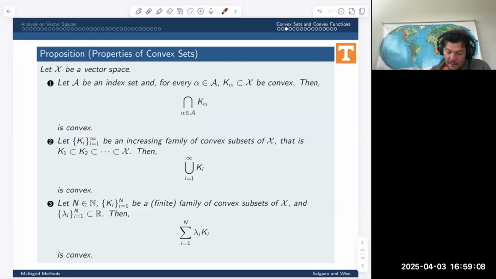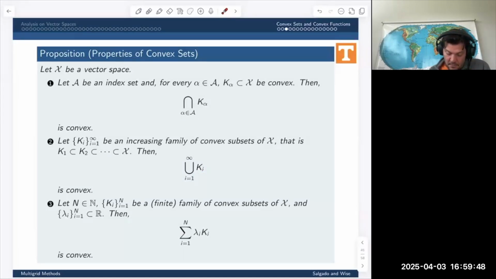Now let's suppose that Ki is an increasing family of convex subsets of X. That is, we're going to have this nesting of K1 is a subset of K2, is a subset of K3, etc., all the way up to the last one. Okay, this infinite family of sets is increasing if this happens. If that's the case, then the union over that family of increasing sets is convex as well.